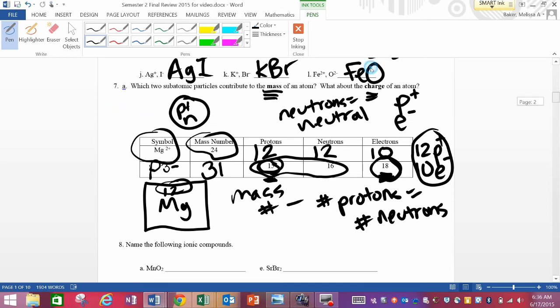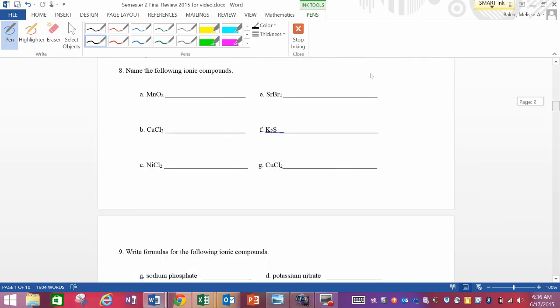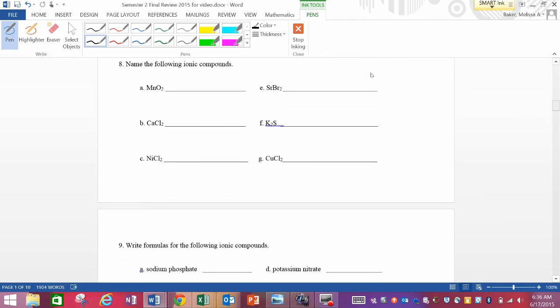Now we're on to naming ionic compounds. Remember, you only need Roman numerals for transition metals. Transition metals are that block that's between 2A and 3A on the periodic table. It goes from number 21 to 30, and that block all beneath it. So how do you tell what the Roman numeral is going to be? Well, you look at what it's bonded to.